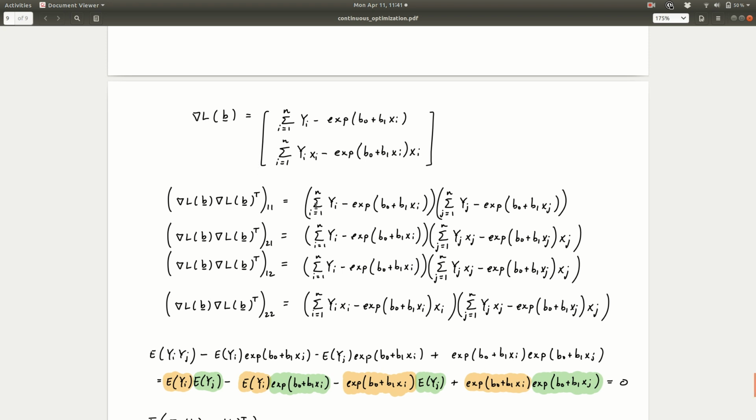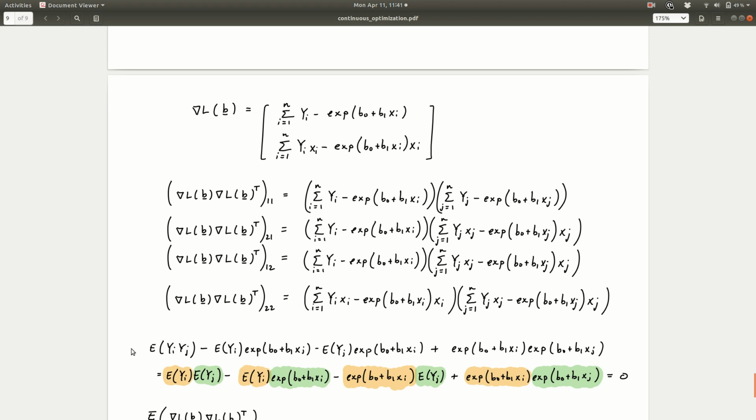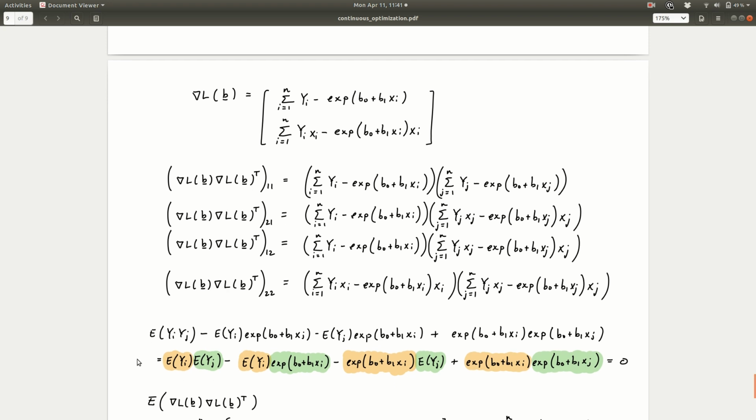Basically, this is going to be a double sum over i and j, and then we have to take the expected value of that. But it's actually simpler than it looks because of the independence assumption. So let's look at yi and yj. I'm assuming in these two lines that i is not equal to j. So this is the term corresponding to i and j.